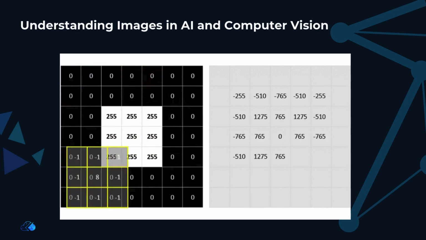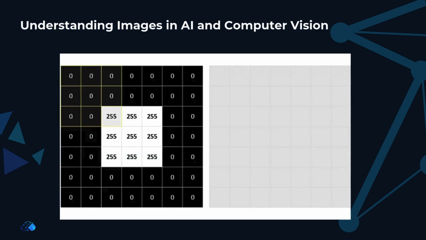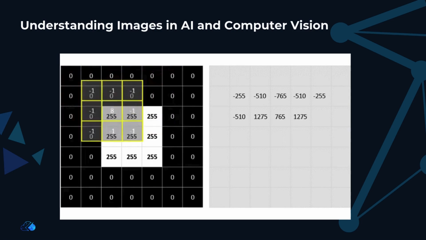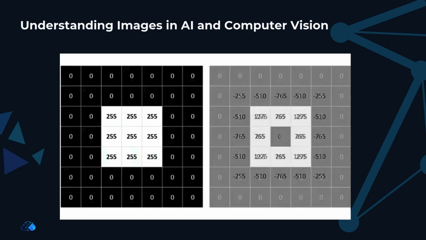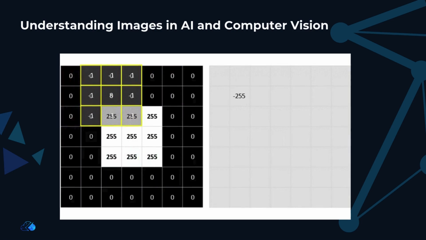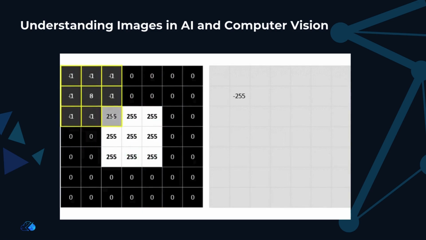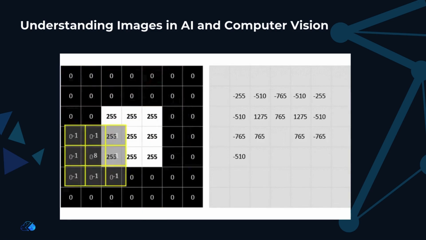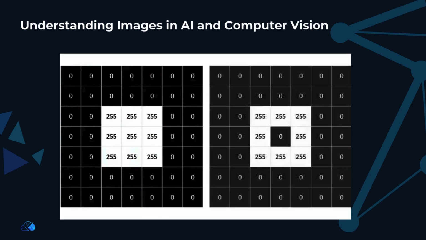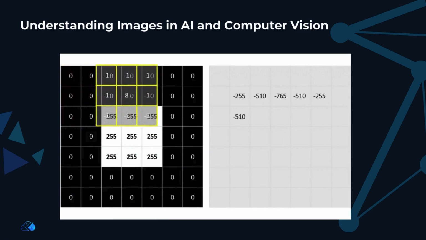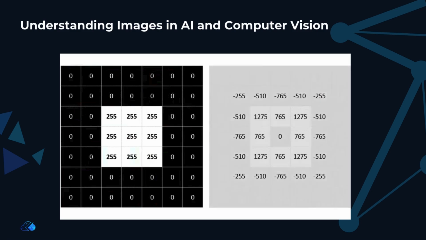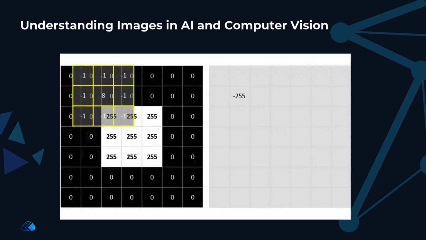So computers see images as pixel arrays, either grayscale or RGB. Filters modify images by changing pixel values, allowing AI to detect edges, sharpen, or blur an image. Convolutional filtering is the foundation of modern computer vision applications, including facial recognition and object detection.